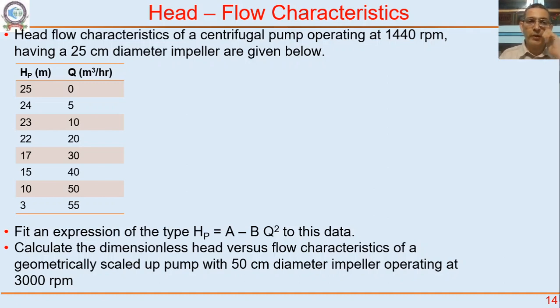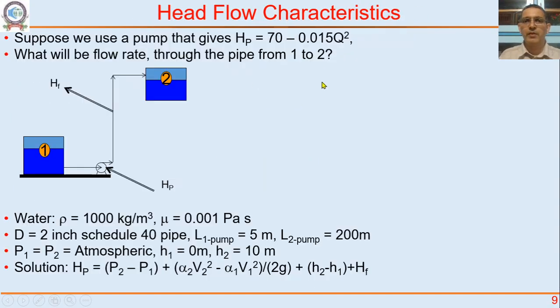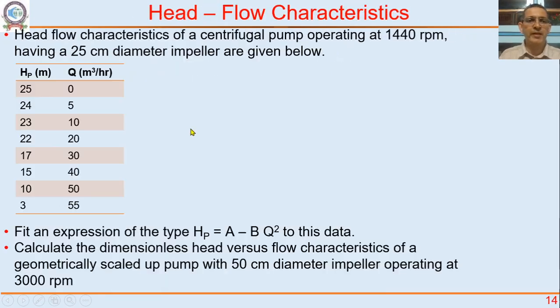Okay, so what you have to do, fit an expression of the type HP is equal to A minus B Q square, like what I had given you last time here, like this. This is of the type A, some constant, minus B Q square. So fit this relation, that's the first thing that we want to do. Fit this relationship.